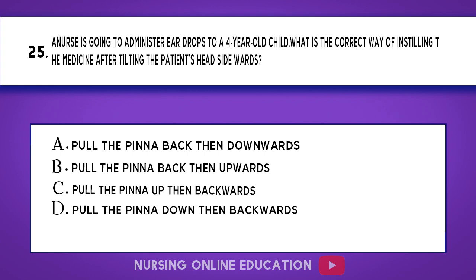25. A nurse is going to administer ear drops to a 4-year-old child. What is the correct way of instilling the medicine after tilting the patient's head sideways? A. Pull the pinna back then downwards. B. Pull the pinna back then upwards. C. Pull the pinna up then backwards. D. Pull the pinna down then backwards. The answer is option C, pull the pinna up then backwards.